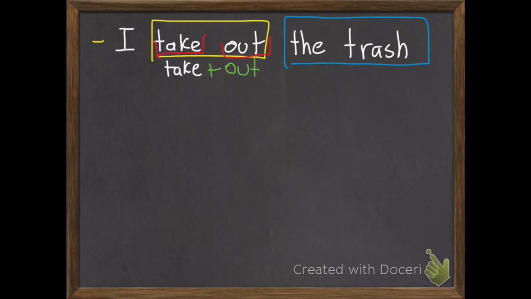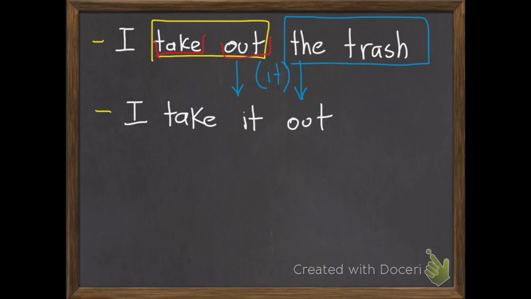So what happens when we have to replace the object with "it"? Well, remember, it has to go between the particle, in this case out, and the verb, in this case take. This being the pronoun, we'll highlight in yellow. Take it out. Take what out? The trash. It being the trash.